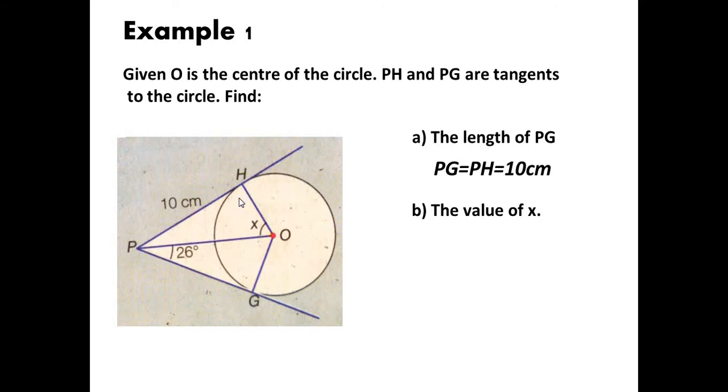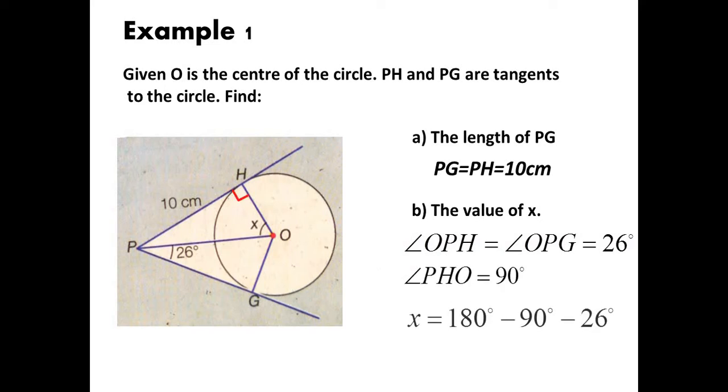So remember, the intersection between radius and the tangent will give you 90 degrees, right? Okay, and then angle OPH is equal to angle OPG because they are two congruent triangles, right? So we will have our x equal to 64 degrees.